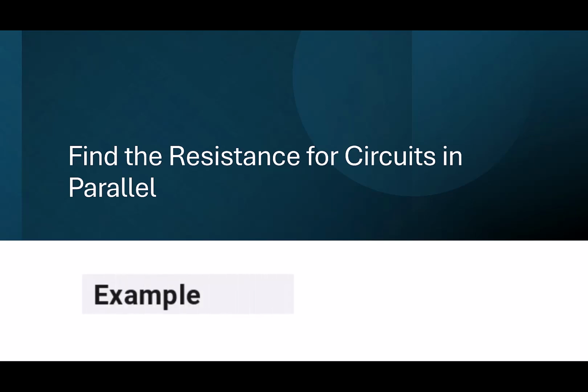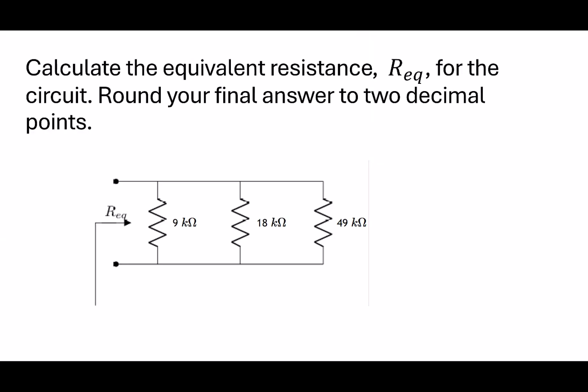Hi everybody, today I'm going to show you an example of finding the resistance for circuits in parallel. We're going to calculate the equivalent resistance, which we'll denote R EQ, for the circuit below. Once we get our answer, we're going to round it to 2 decimal places. What you should notice is that we have 3 circuits in parallel.